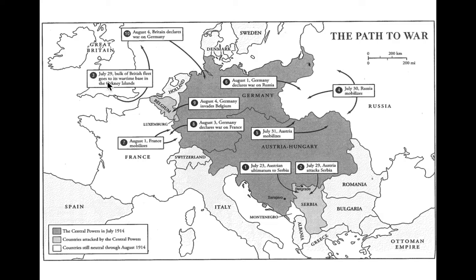On this map, it has the step 3 of the British fleet moving to its wartime base. So even though Great Britain is still kind of distant from the conflict, there's clear knowledge that the British have that something is going to be happening. And so they begin sort of organizing their navy for wartime activity.